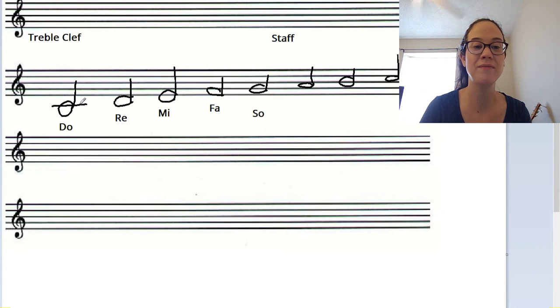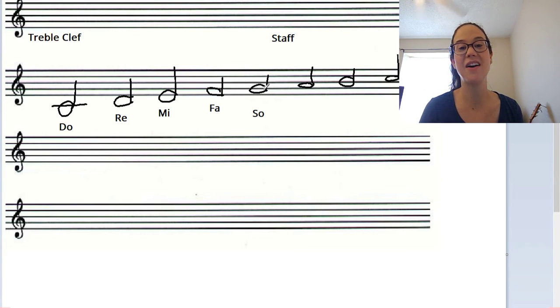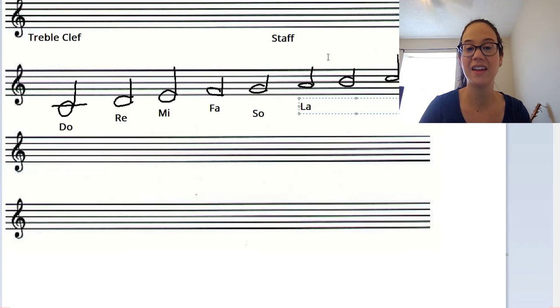Do on the ledger line, re in the space above, mi on the lowest line. That lowest line cuts right through, just like the ledger line cuts through do. Mi goes up to fa in the lowest space. So on the next line, that brings us to la in the next space. You can see that it's centered in the space. La in the space, T is on the line.